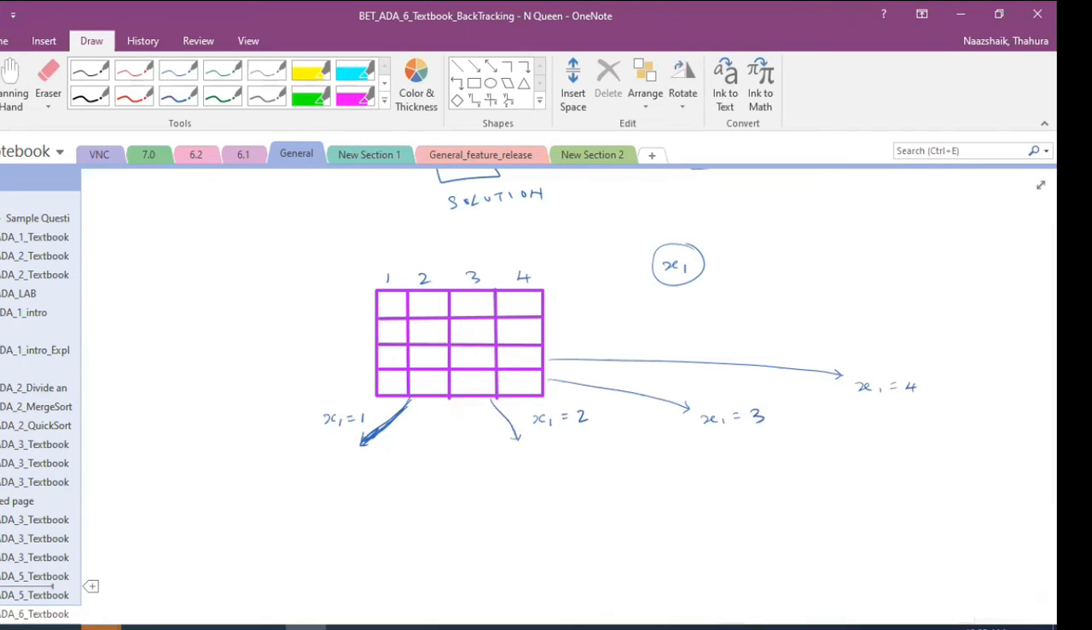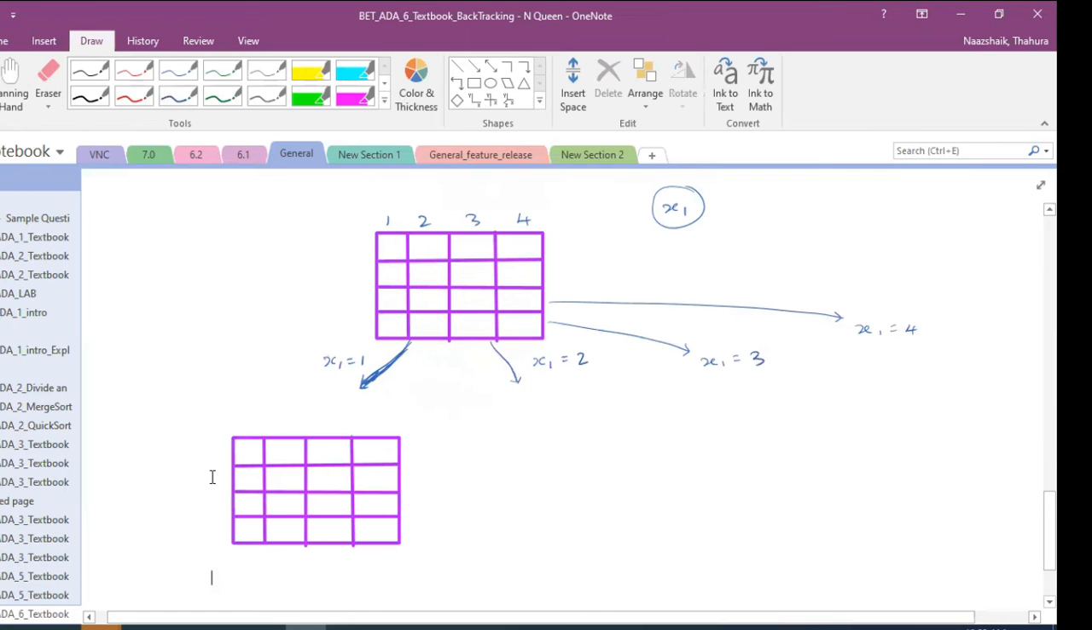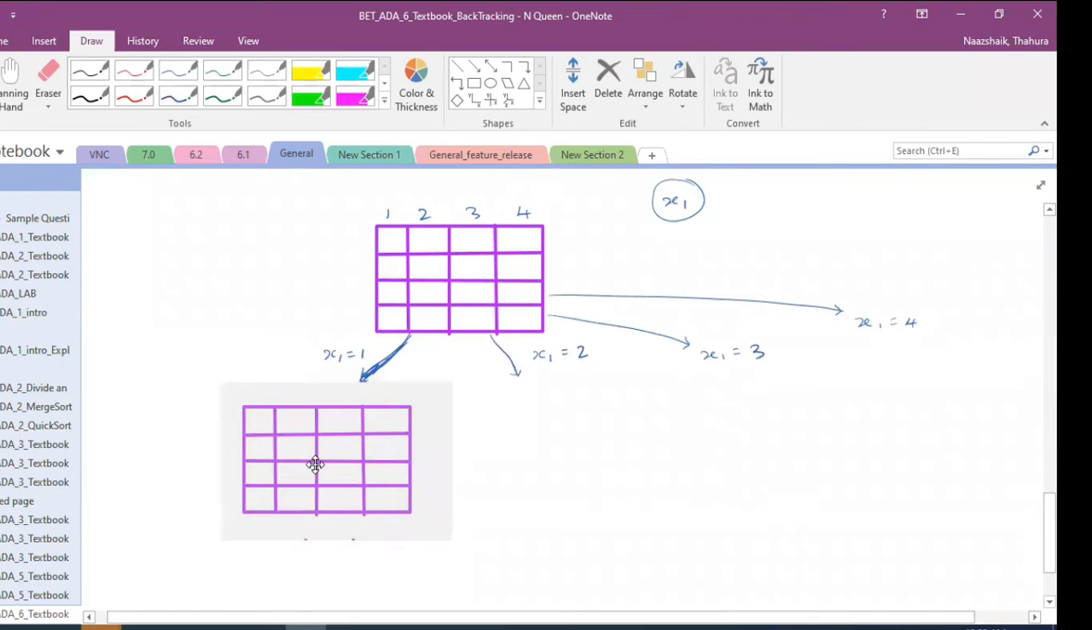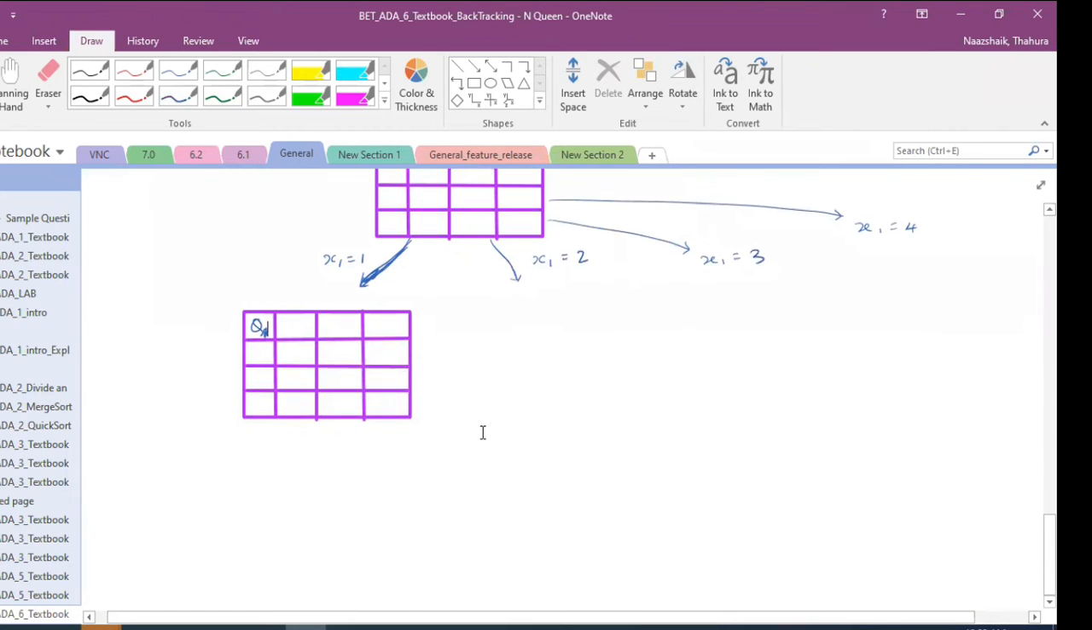What will happen if I place queen 1 here? It will look like this. When I pick this choice, it is queen 1 here. With this, what are the options I have for x2? How many do I have? Really 4 choices for x2? What are the options I have for x2?